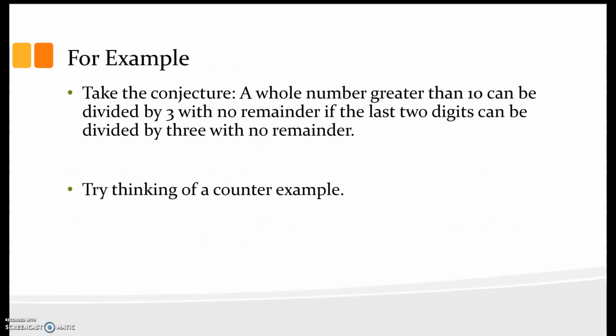So for example, if we look at the conjecture, a whole number greater than 10 can be divided by 3 with no remainder if the last two digits can be divided by 3 with no remainder. Definitely take a moment to try to come up with a counterexample on your own.